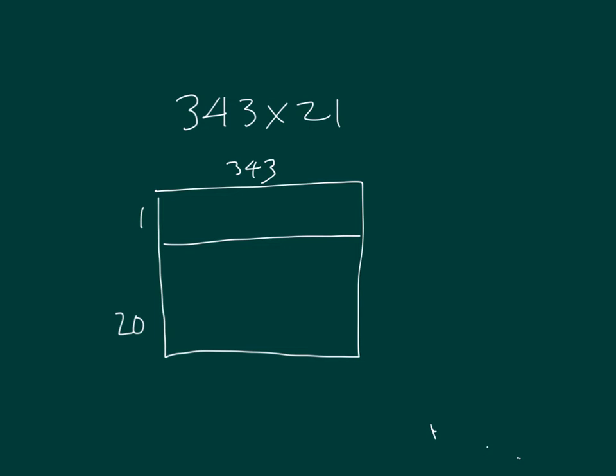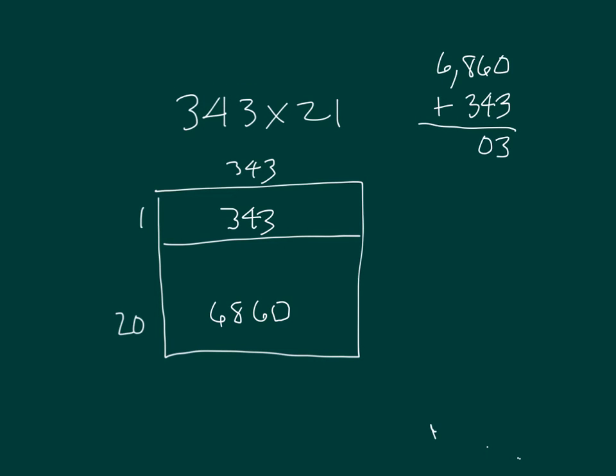One times 343 is 343. 20 times 343, place the 0. 2 times 3 is 6. 2 times 4 is 8. 2 times 3 is 6. 6,860. And we add those partial products. In adding them, we get our product of 7,203.